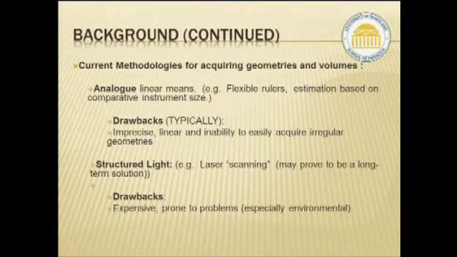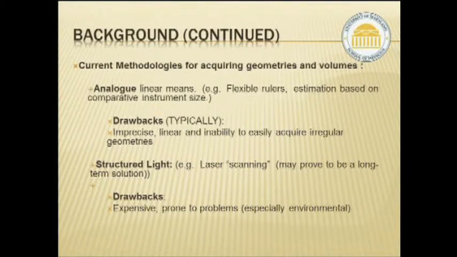Let me go over 3 different means that people have tried in the past. Those of you that are surgeons should be aware of the analog linear means: you take a ruler, put it up to the defect, and attempt to make a measurement. There are drawbacks. It's not that precise, and if you're trying to measure an irregular geometry, not just linear but around the defect, it's not the most efficient way to do that.